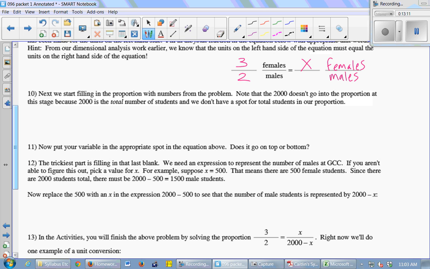Yeah. And if that was hard, right, if it's hard to come up with that expression, try picking a number for the number of females, like 500. And you would say, oh, okay, if I have 2,000 students and 500 are female, 1,500 are male. And then you'd say, oh, I subtracted. I do the same thing when I have an X. So the bottom of this fraction is going to be 2,000 minus X. That will give me the number of males. So there's my proportion: 3 over 2 equals X over 2,000 minus X.